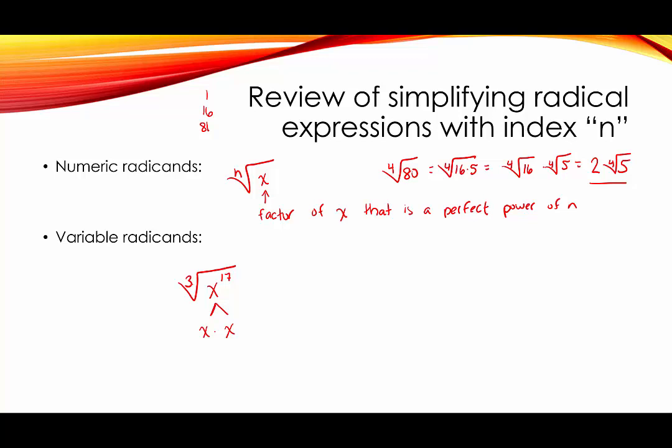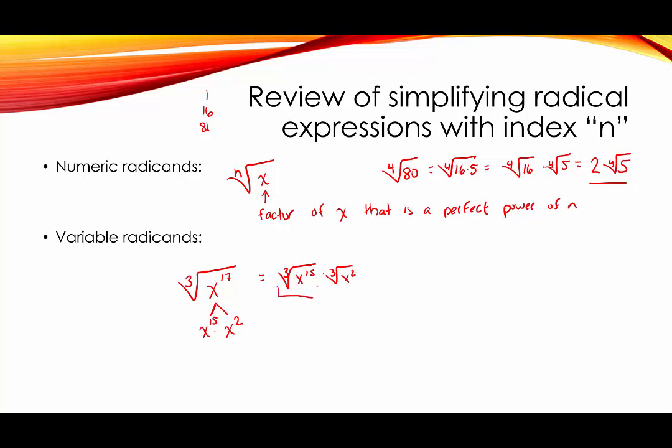And the largest multiple of 3 would be 15. So this is accounting for 15 of the 17. There would still be 2 left over. And then we would have the cube root of x to the 15th times the cube root of x squared.